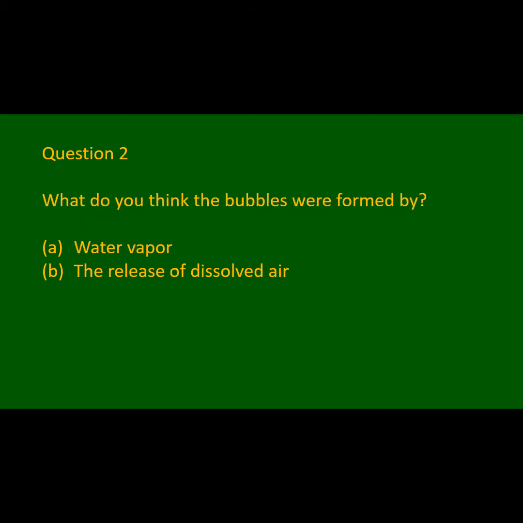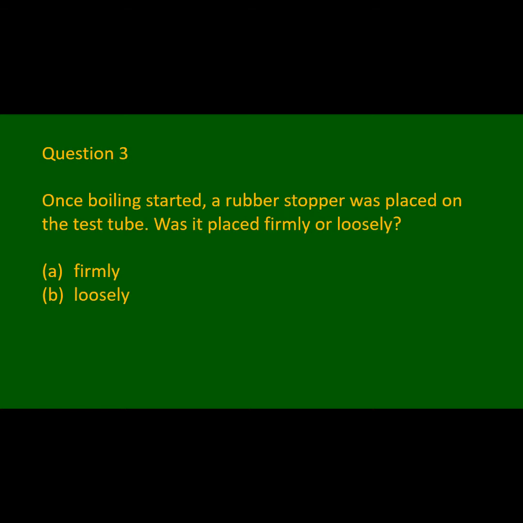Question 2. What do you think the bubbles were formed by? A. Water vapor. B. The release of dissolved air. Question 3. Once boiling started, a rubber stopper was placed on the test tube. Was it placed firmly or loosely? A. Firmly. B. Loosely.